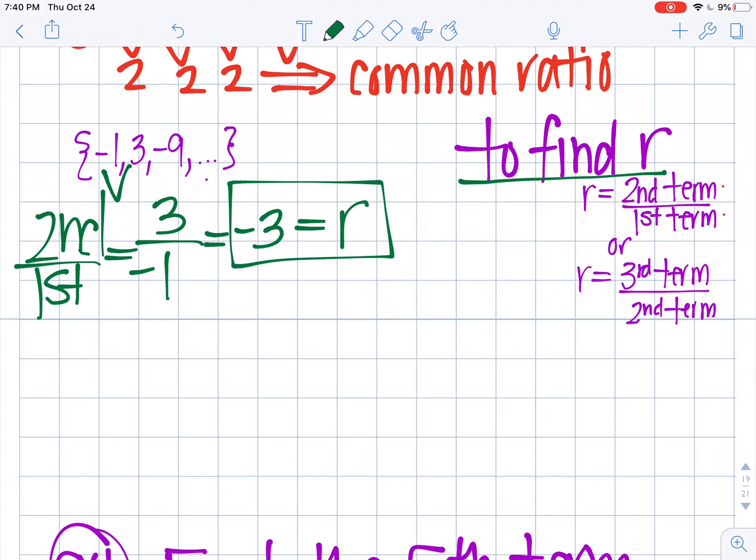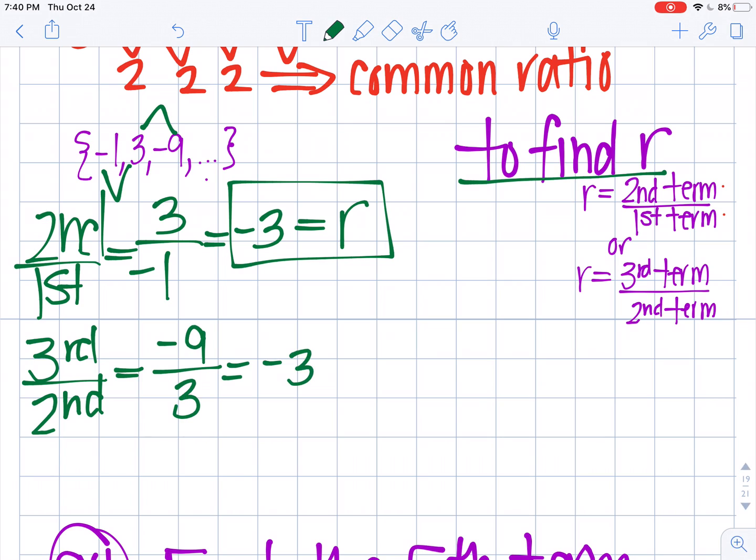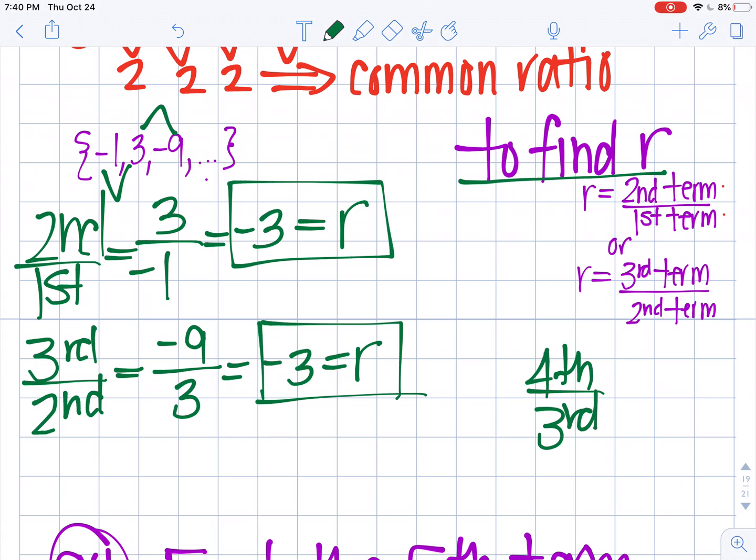It's always good to check two sets of terms to make sure that you end up with the same number, so that you in fact know you're dealing with a geometric sequence. So I'm going to now try these two numbers. I'm going to do my third divided by my second. This gives me -9 divided by 3, which gives me also -3. So that means that my common ratio is -3. If you had a fourth term, you could do the fourth term divided by the third term, as long as it's two consecutive numbers where you do the higher one divided by the lower one.